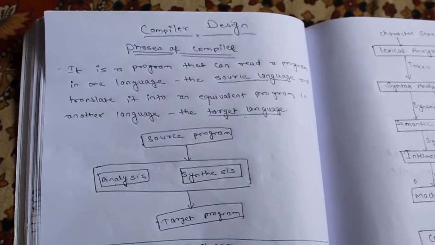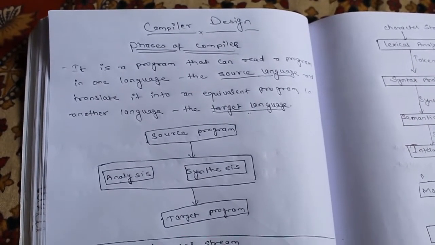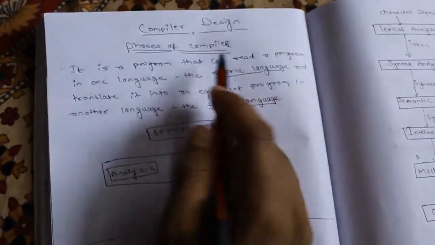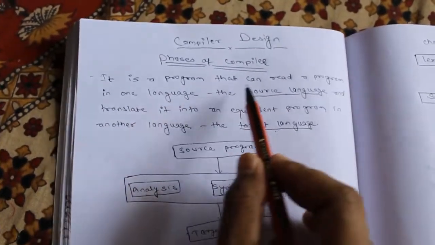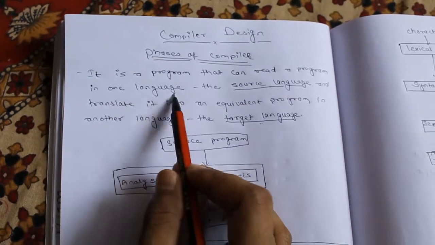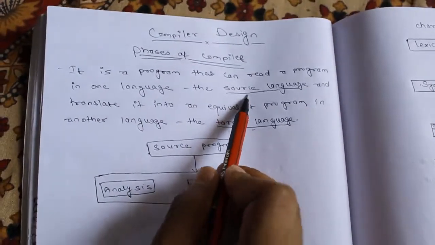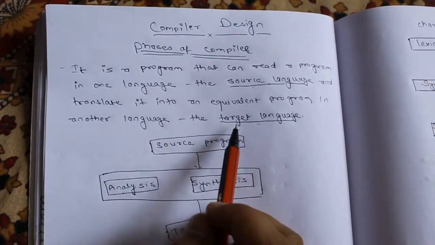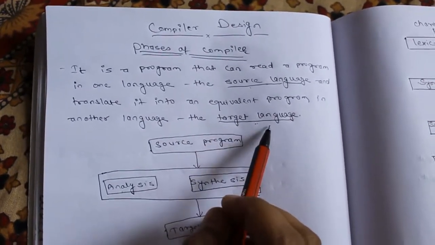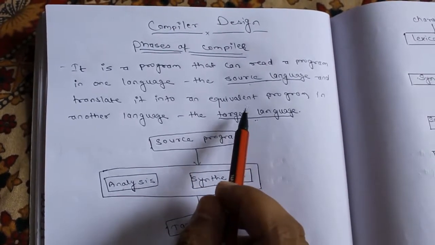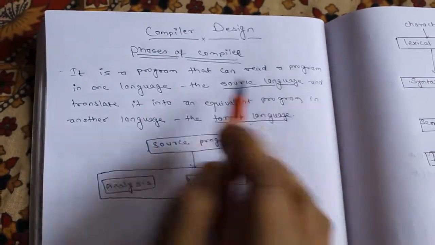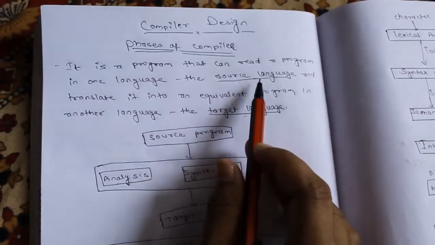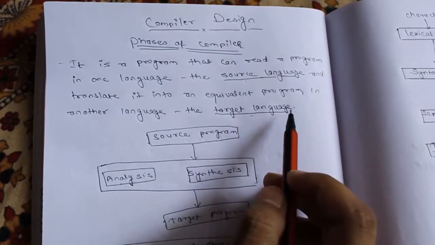So here we can see the different phases of the compiler. What does the compiler actually mean? It is a program that can read a program in one language, that is the source language, and translate it into an equivalent program in another language, that is the target language, meaning the machine code. First of all, we take the source language as input and convert it into the equivalent target language, that is the machine code.